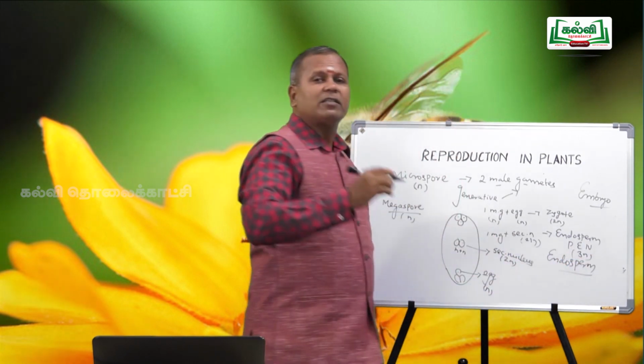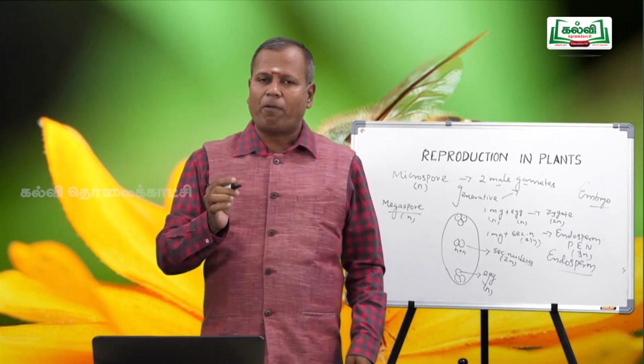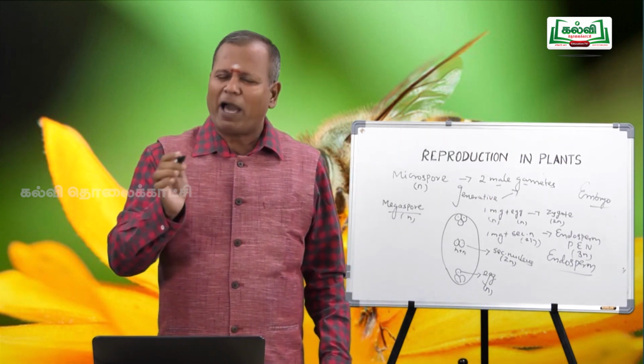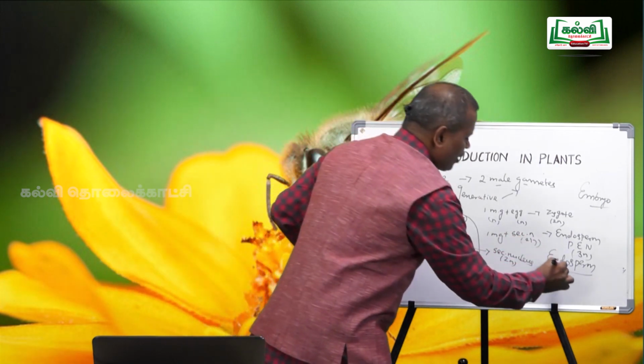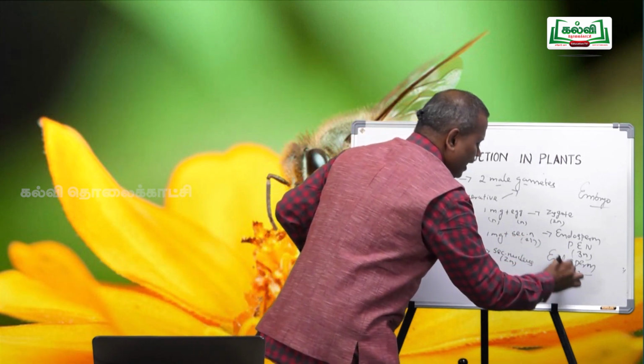Generally, the plant body is diploid. The gamete is haploid. The only triploid part seen in higher plants is this endosperm. Tender coconut is a very good example of endosperm.